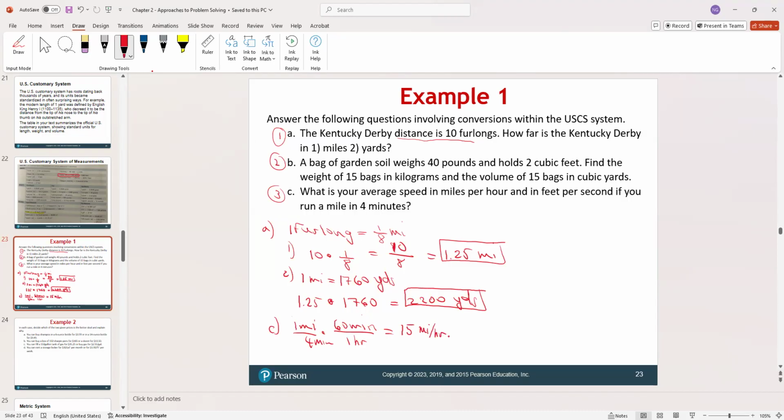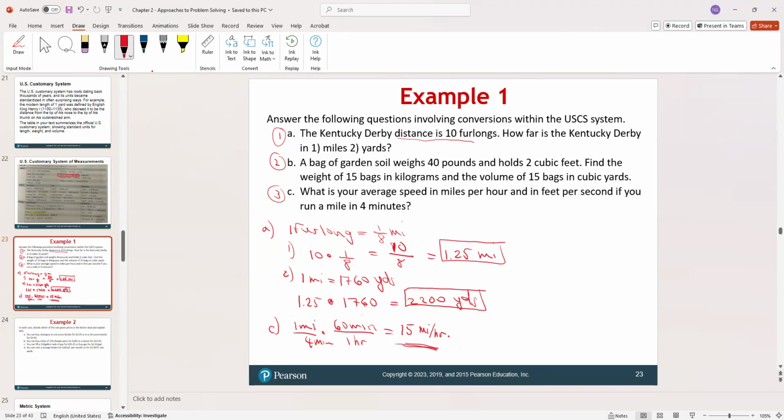Oh, they ask you feet per second. Now, I find the number of miles you can run per hour, because if you do 1 mile in 4 minutes, then you can do 15 miles in 1 hour. So if you agree with that first part, we can move forward with the second part.